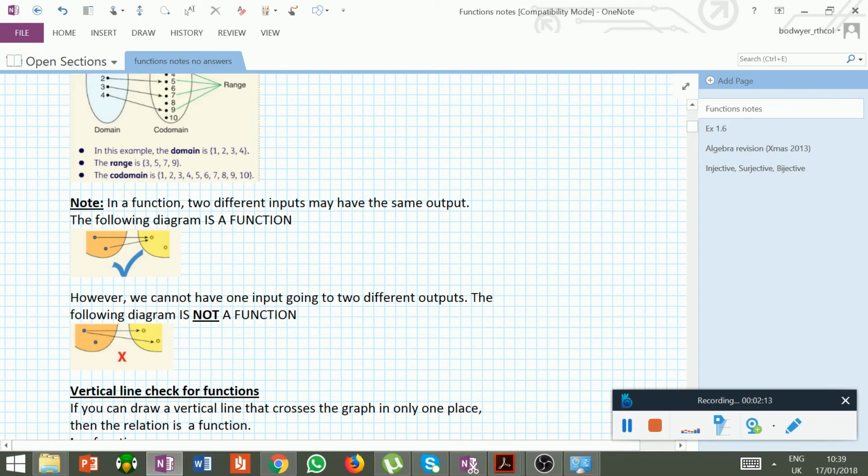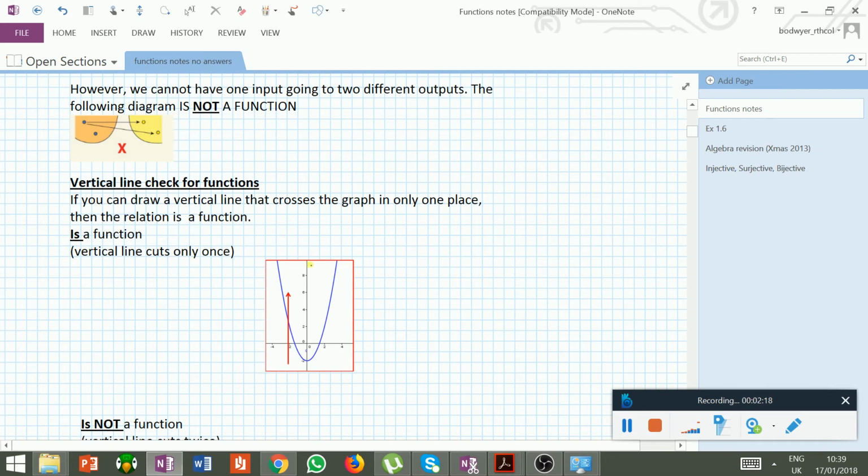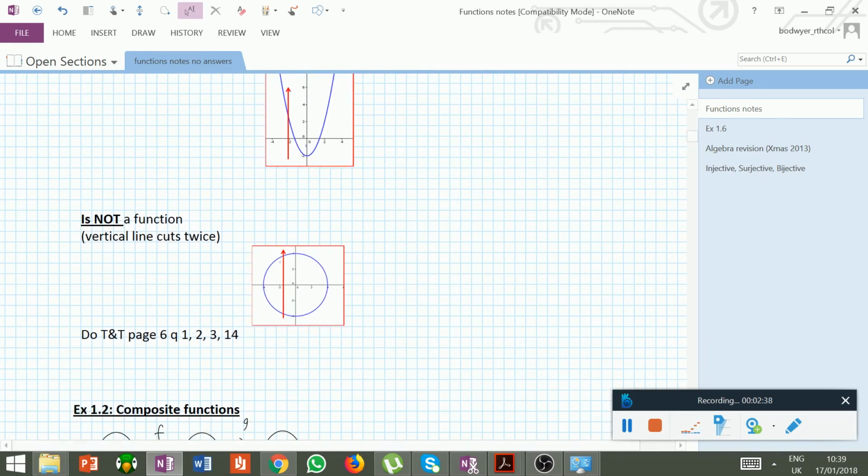Now, we have a check called the vertical line check, which can tell us whether or not something is a function. So what you do is, here's your function. We've got a quadratic in this case. If I draw any vertical line, it can only cut the graph once. So any vertical line that you draw will only cut once for a quadratic. So that is a function. However, if you have something like a circle, if you draw a vertical line, it's cutting it twice. So a circle is not defined as being a function.